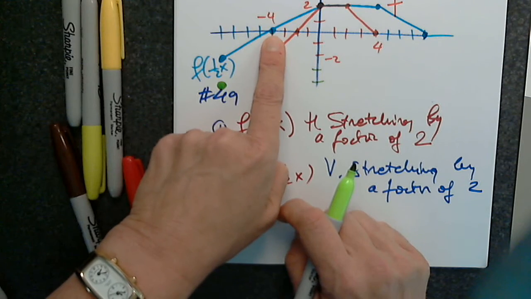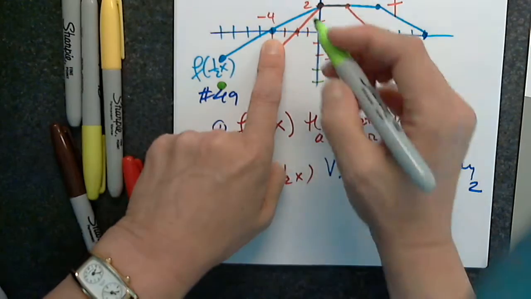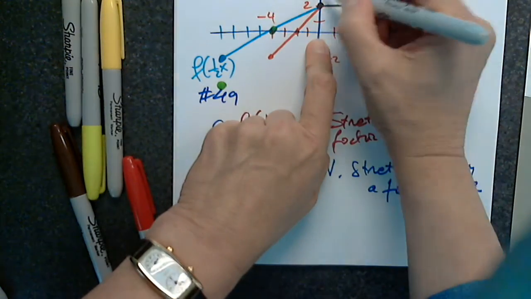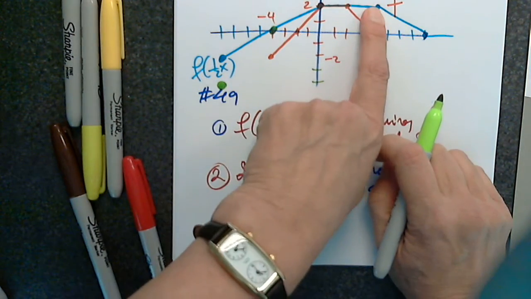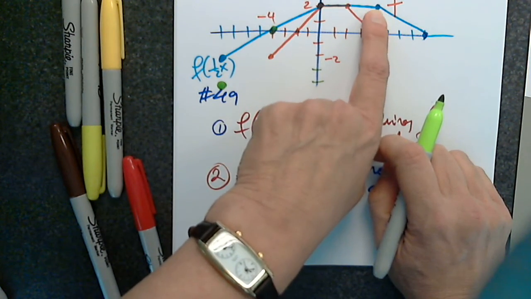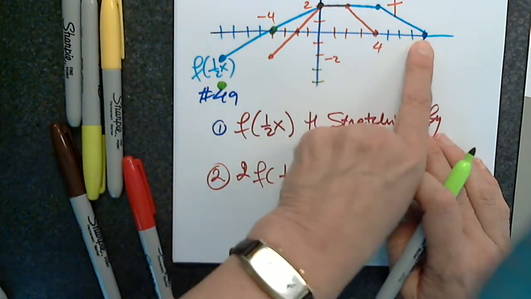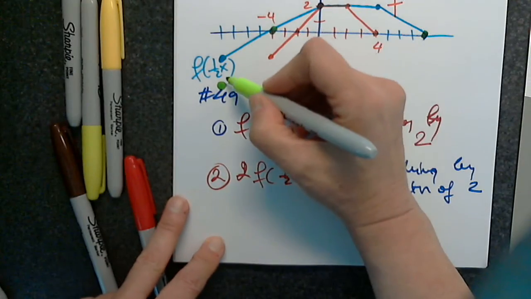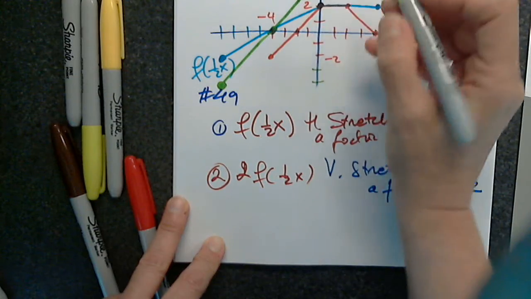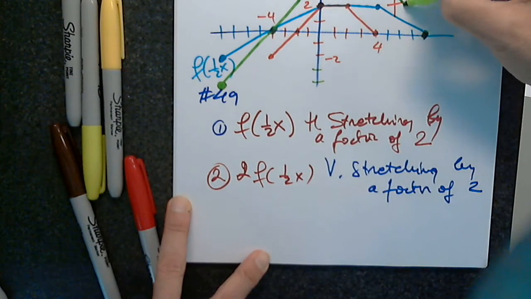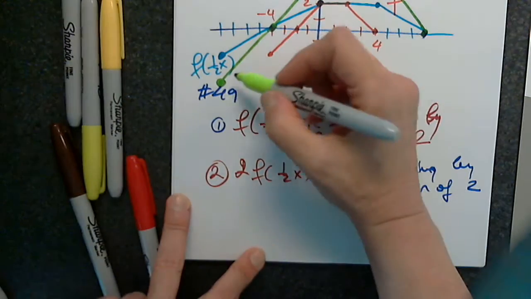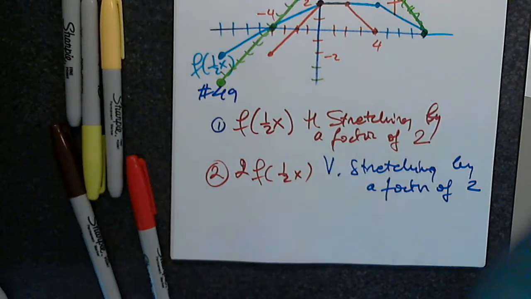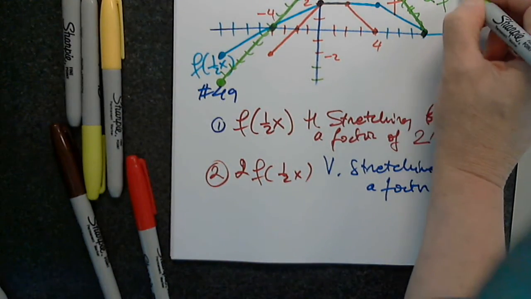This point has a height of 0. Where will it go? Nowhere, right? This point has a height of 2. Where will it go? This point has a height of 2. Where will it go? And this point has a height of 0. Where will it go? So this is the final graph of twice f of 1/2 x.